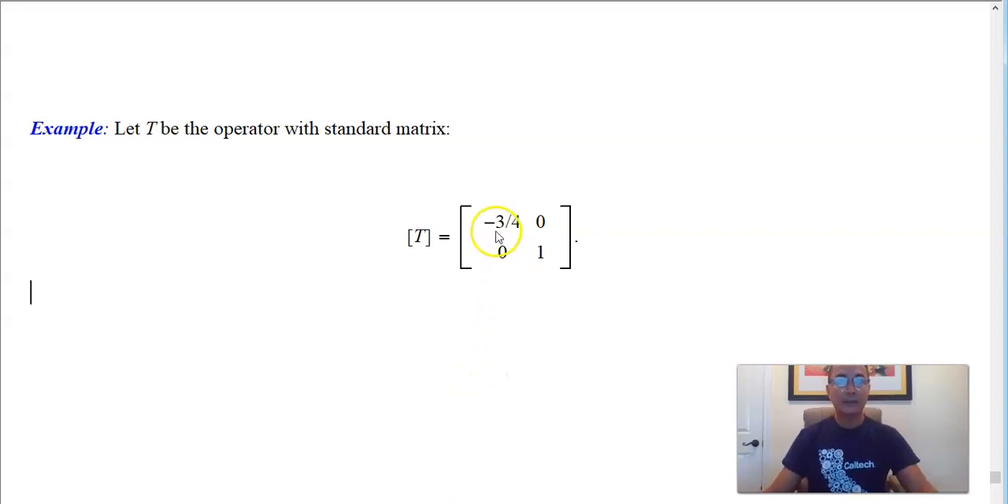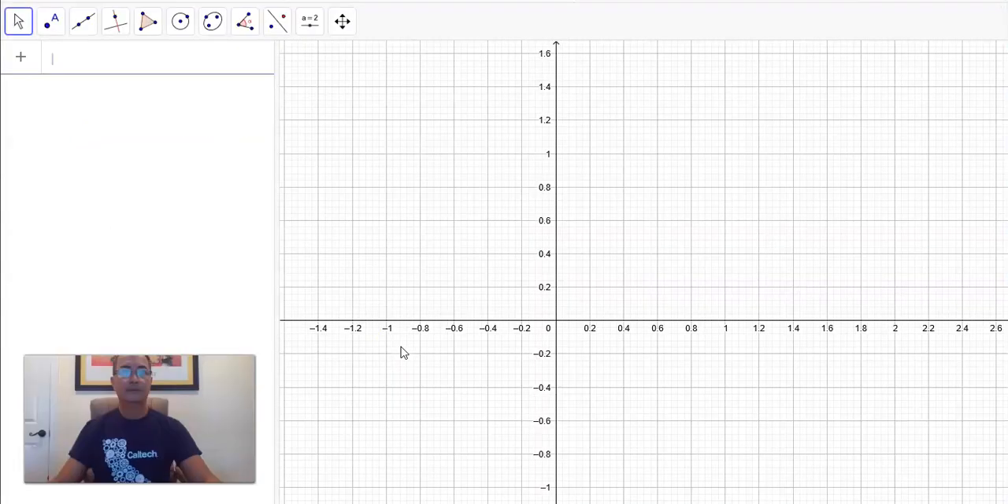So reminder that in column 1 of this matrix, you will find T of E1. What happens to E1? E1 is 1, 0, it turns into minus 3/4, 0. What happens to E2? It's in the second column. Oh wait, that's still E2. So only E1 changes. E2 does not change. Okay, let's go to Algebra.